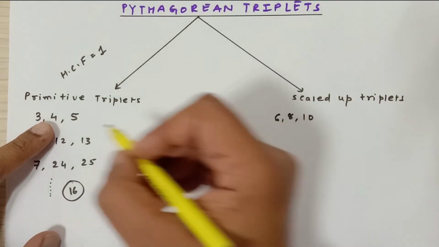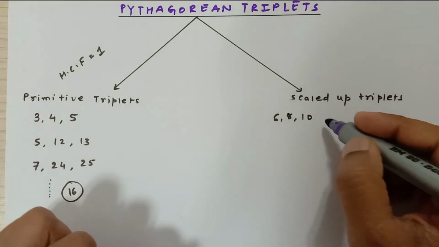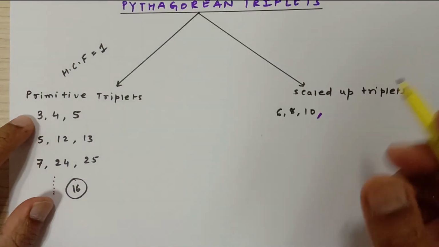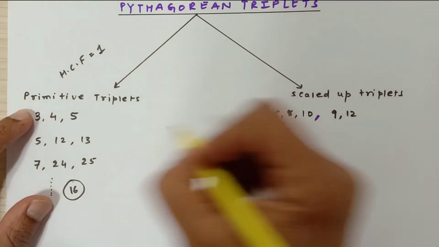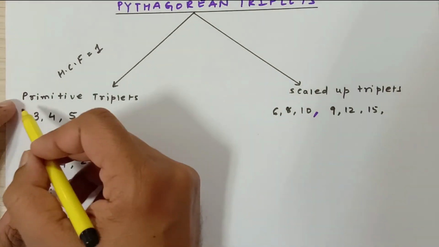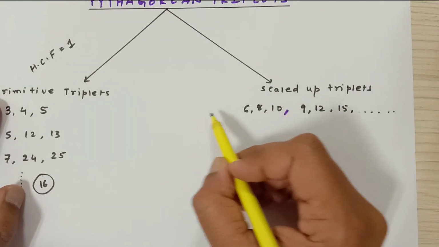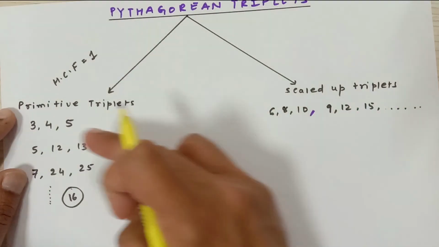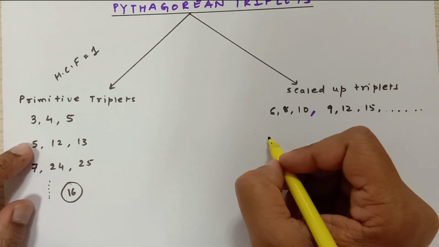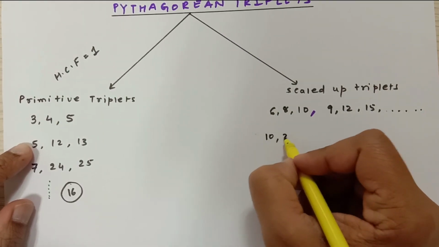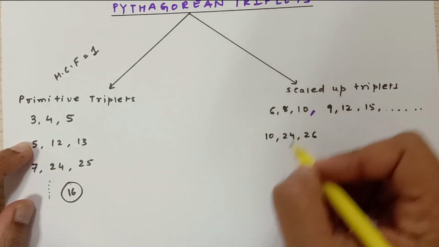Another triplet: if I multiply this by 3, then I'll get another triplet as 9, then 4 3s are 12, and 5 3s are 15. This is another triplet. If I multiply it by 4, I'll get the third scaled up triplet. In that way I have an infinite number of triplets for this primitive triplet. Again, if I multiply these three numbers by 2, I would get 10, 24 and 26. This becomes another scaled up triplet.